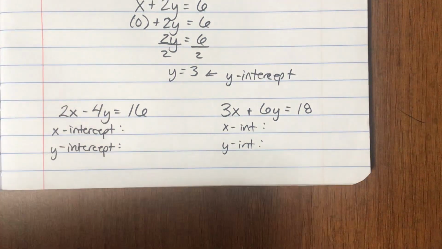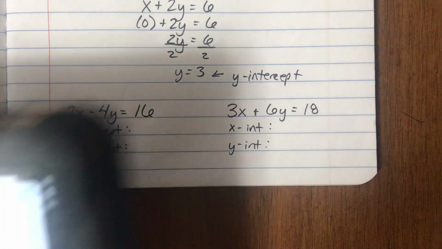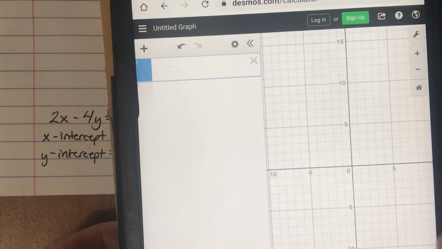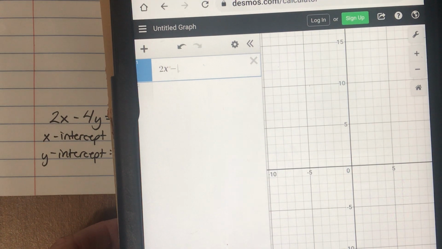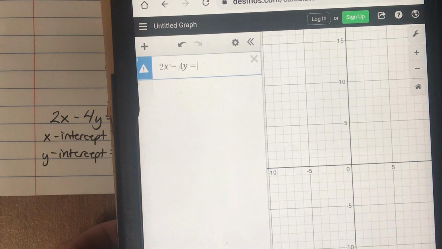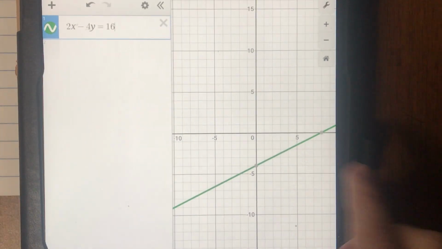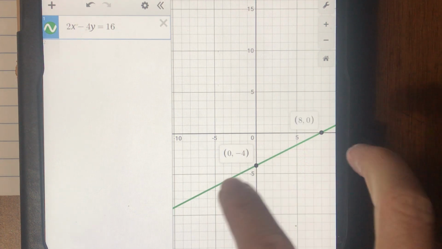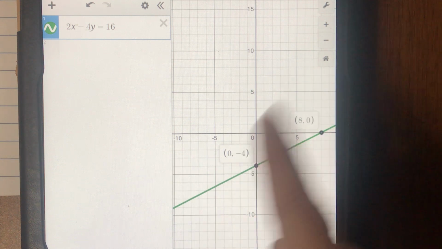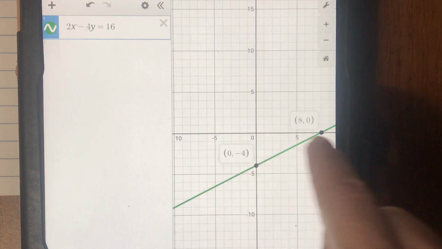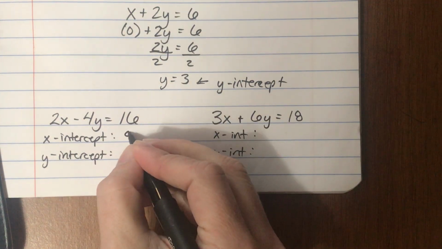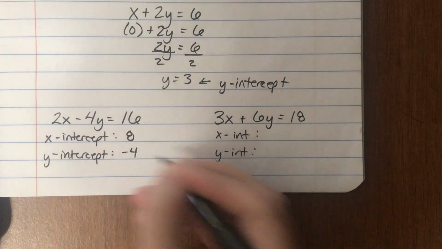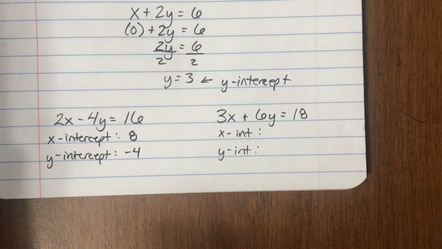All right, so I hope that you used Desmos in order to find the x and y intercepts, and so let's go ahead and do that. So the first equation was 2x minus 4y is equal to 16. Now, of course, you could plug in your zeros and solve the equation, but Desmos will tell us, and make sure you keep the x and the y straight. The x-intercept here, of course, is on the x-axis, and that is 8. So the x-intercept is 8, and the y-intercept would be -4. And so that would be our x and y intercepts for that equation.